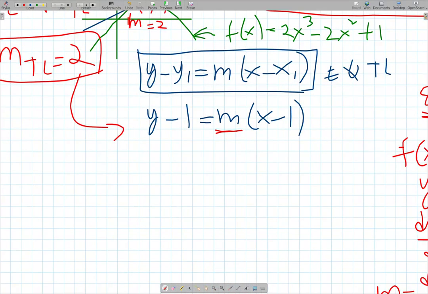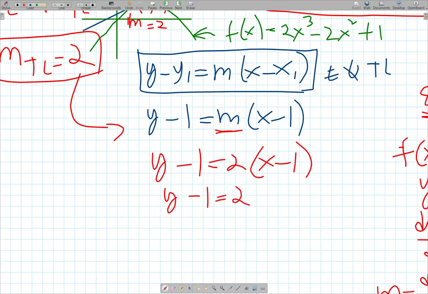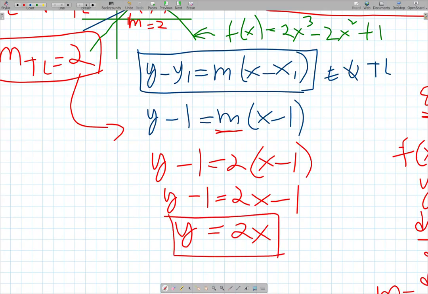So we can substitute it. y minus 1 equals to 2 times (x minus 1). So simplifying this one, y minus 1 equals to 2x minus 2. Your y is equals to 2x, since minus 2 plus 1 is minus 1, and then plus 1 is 0. So yan ang equation ng tangent line. y is equals to 2x. Right? So next example.